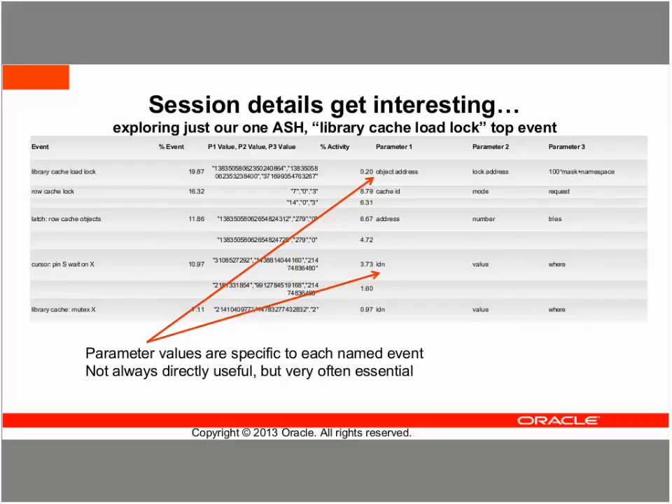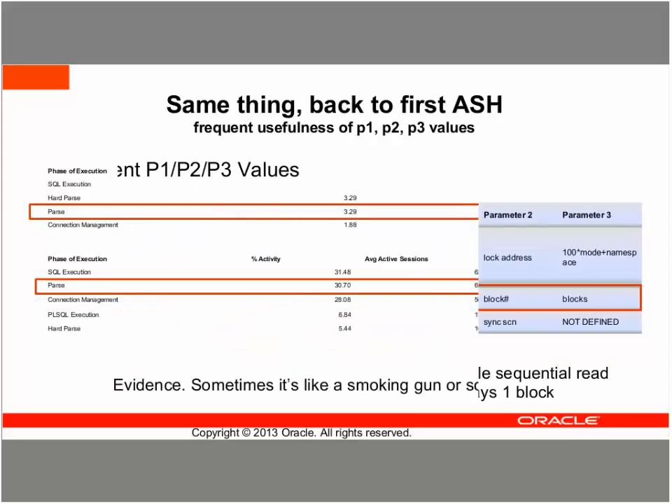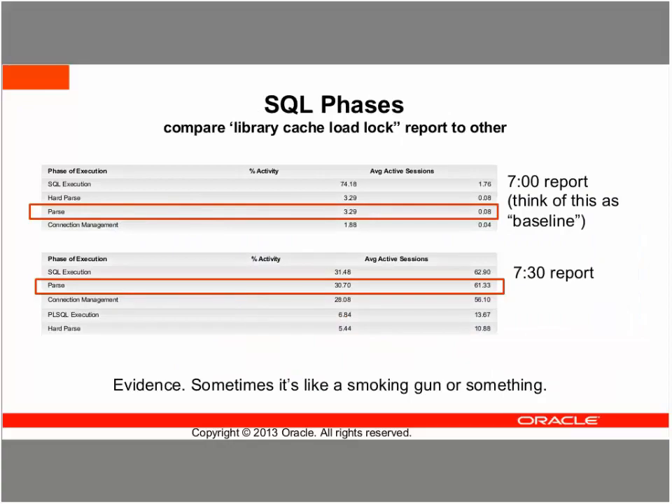But for some events, it can be interesting because if I look back to a different period, I see DB file sequential read. I see the same values, but now it's file and block. So we can use another view and figure out what object was affected if we want to. Okay, so that's what that's useful for. And we also show SQL phases. And here we see during our regular reports, the parse phase was fairly innocuous and low. SQL execution was highest, as we would normally expect.